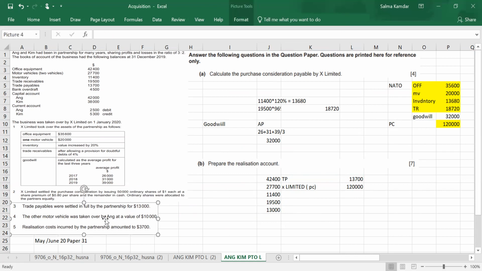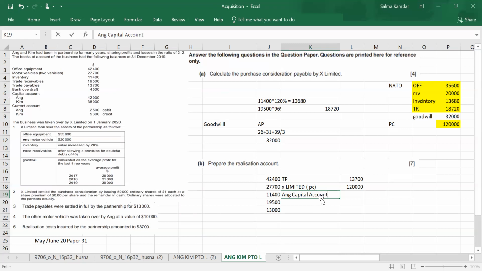Other motor vehicle was taken over by Ang at 10,000. So motor vehicles is over here. One motor vehicle has been taken by X Limited. The other motor vehicle is being taken over by Ang. So I will write Ang capital account. He's taking over the other motor vehicle at how much? Ang is taking the other motor vehicle at 10,000.